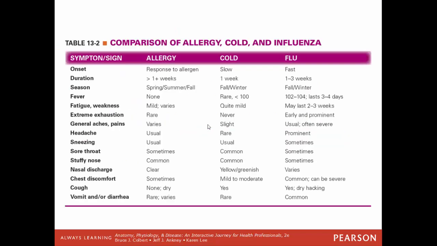Now here's a comparison of allergies, cold, and flu, going from, say, onset, of course, depending on the allergen. For cold, that is a slow onset. For flu, it's very fast. Duration, for the cold, usually about 1 week. For a flu, it could be much longer. Time of year, of course, will depend on the allergen.